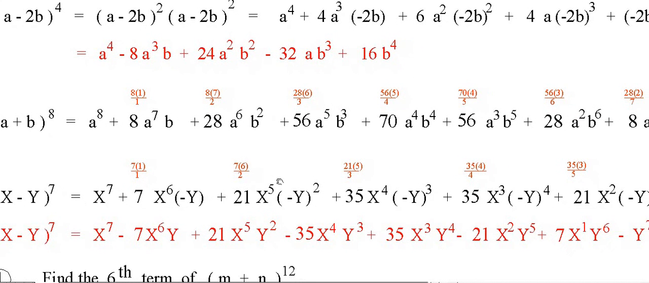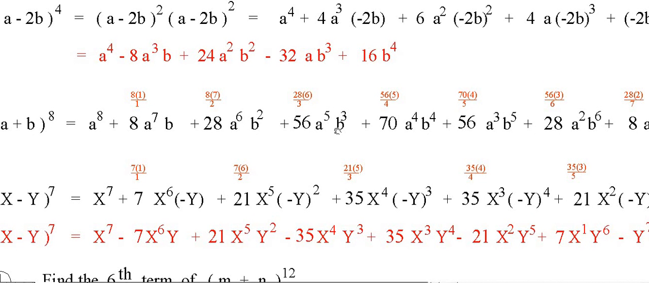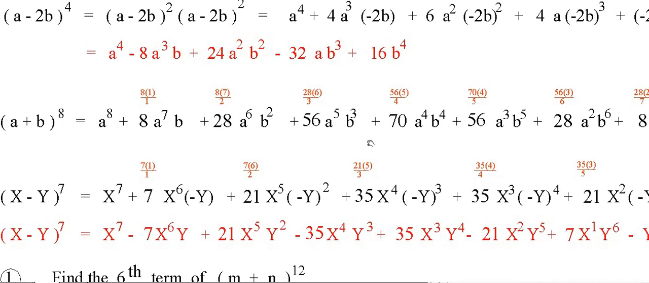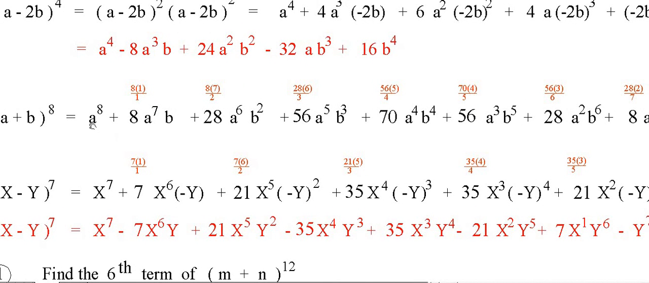Okay, in this expansion, 1 2 3 4, the 4th term, the exponent of the second literal coefficient is 3. If you are asked, shall we say, the 7th term, 1 2 3 4 5 6 7, the exponent of the second literal coefficient is 6. So the 7th term is with the exponent of b to the 6.